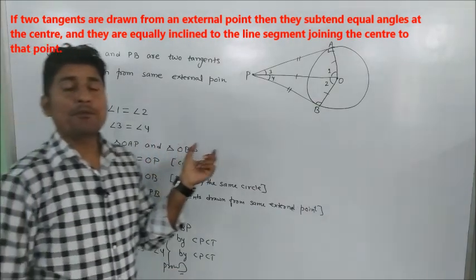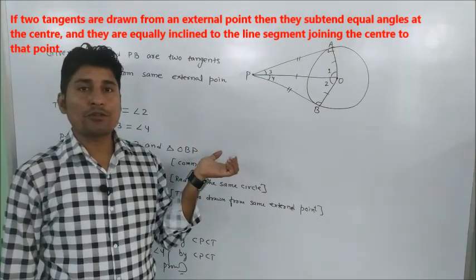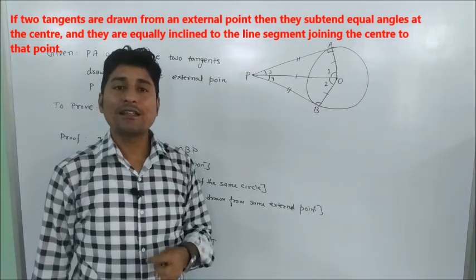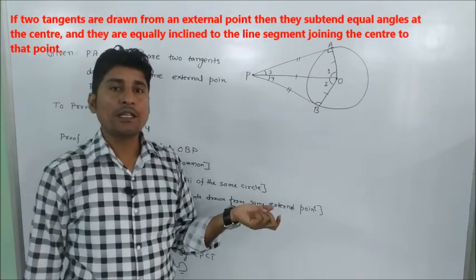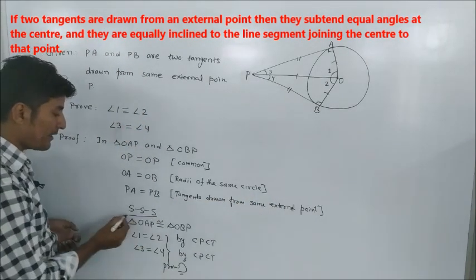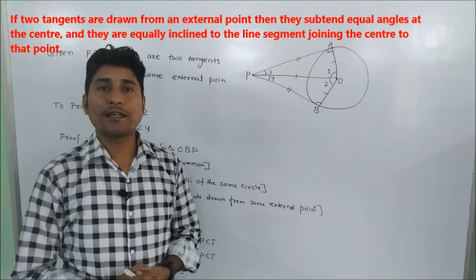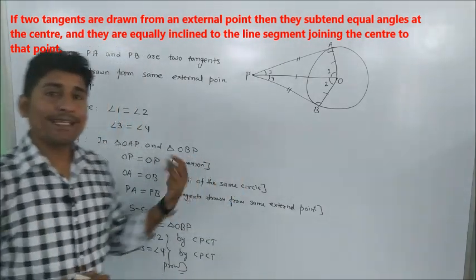This theorem can be proved like the previous theorem also by RHS, that is right angle, hypotenuse and side. That is also correct. If we are using SSS, then it is correct. If we are using RHS, then also it is correct. We can prove it by using any method.